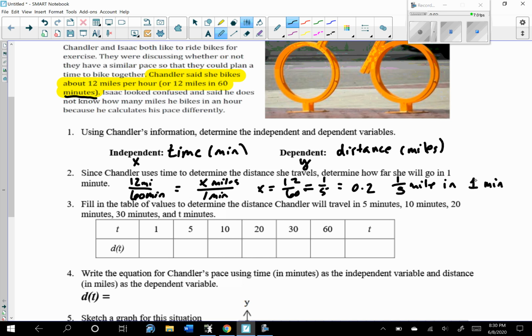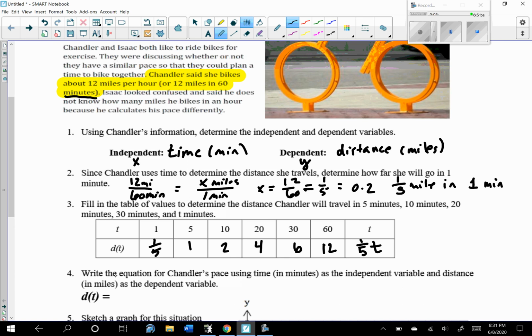Fill in the table of values to determine the distance Chandler will travel in 5 minutes, 10 minutes, 20, etc. For the first one, we just said 1 minute was 1/5 of a mile. So if 1 minute is 1/5 of a mile, then we know that 5 minutes would be 1, 10 would be 2, 20 would be 4, 30 would be 6, and 60 would be 12. Where are we getting that from? Because it's 1/5 times the minutes. So 1/5 times t would be my equation.